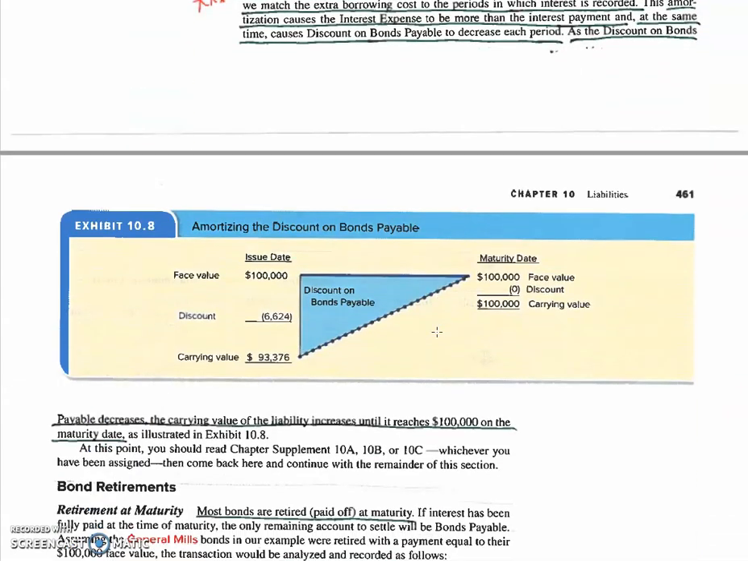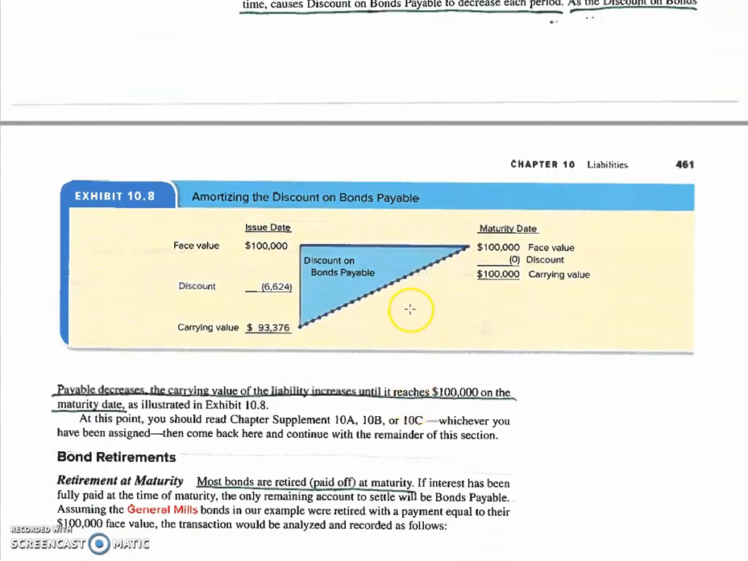And so with a discount, it works the opposite way. Every interest payment period, we're paying so much in cash, but we're also adding to the carrying value of the bonds, so that at the maturity of the bonds, the carrying value will equal face value. So we're having to add amounts to it with the amortization of the discount.